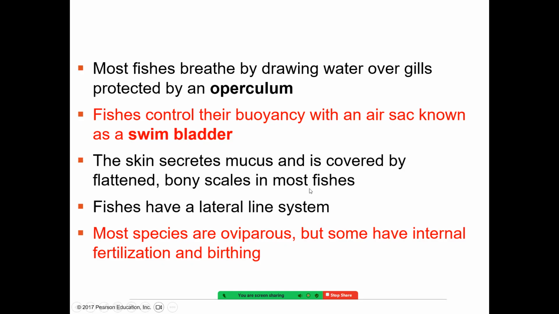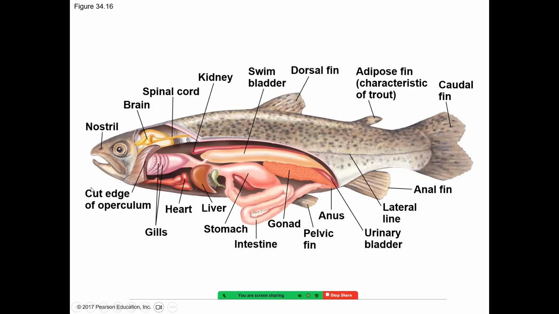The skin secretes mucus and is covered by scales in most fish, which are protective. And most species are oviparous, but some have internal fertilization and birthing. So they have internal fertilization and then they lay the eggs that will then ultimately hatch. Some fish guard their eggs to make sure as many eggs as possible will make it to hatching. Some do not. Again, it's all a numbers game really to see how many individuals will be born and make it on to reproduction.